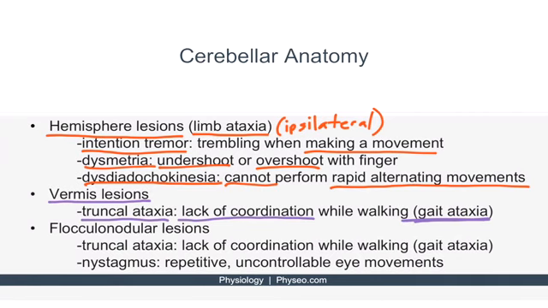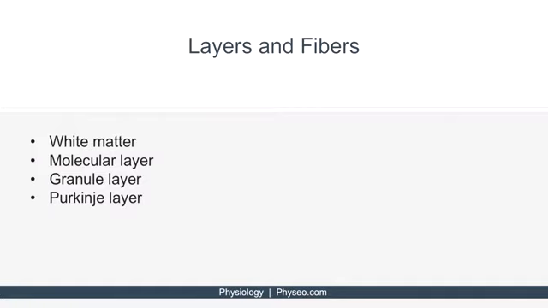And flocculonodular lesions will cause truncal ataxia, just like we mentioned with the vermis lesions, and will result in gait ataxia. But it will also result in nystagmus, which is those repetitive, uncontrolled eye movements. So now let's talk about the layers and the fibers of the cerebellum. We have the white matter in the center, and then there's the molecular layer, the granule layer, and the Purkinje layer.